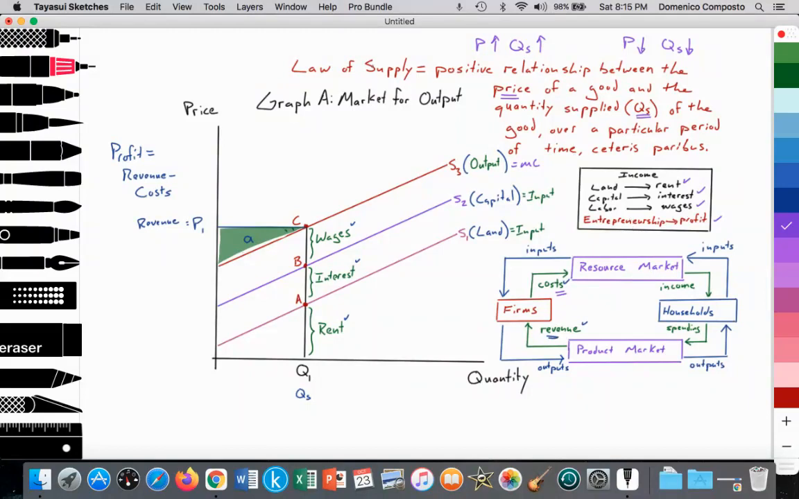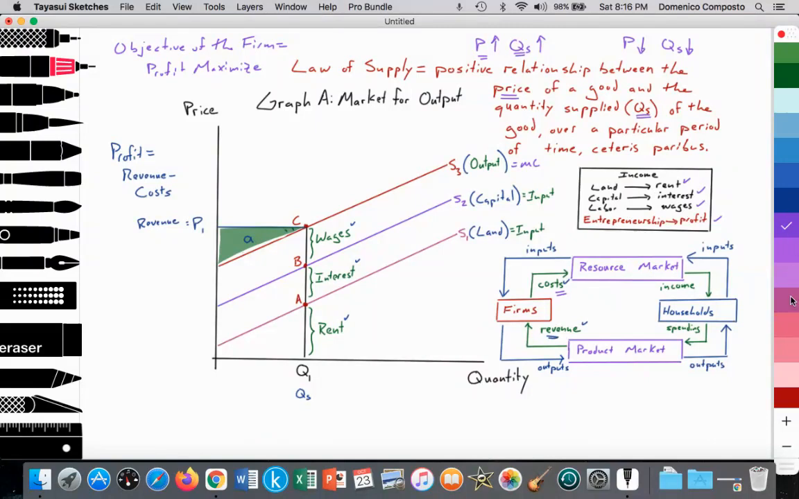So the law of supply. Why would the firm increase their quantity supplied as price rises? We're going to assume that the objective of the firm is to maximize profit, to generate the most amount of profit possible so that the entrepreneur can bring as much income back to their household.